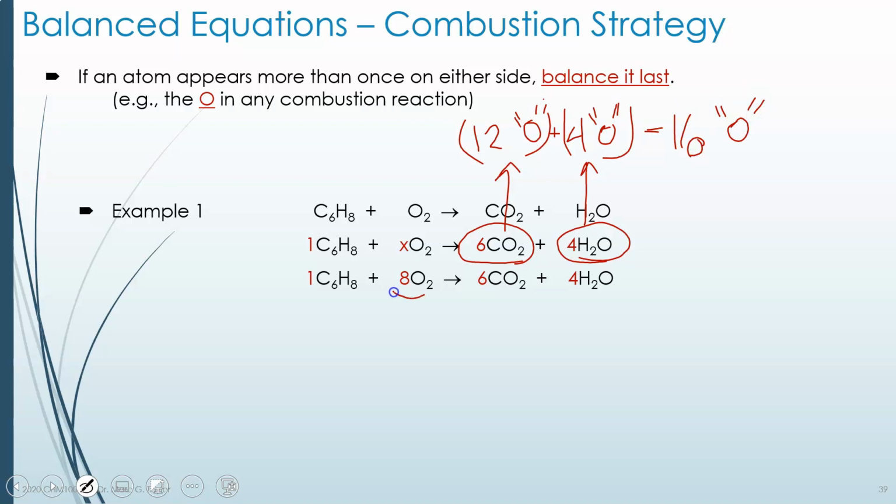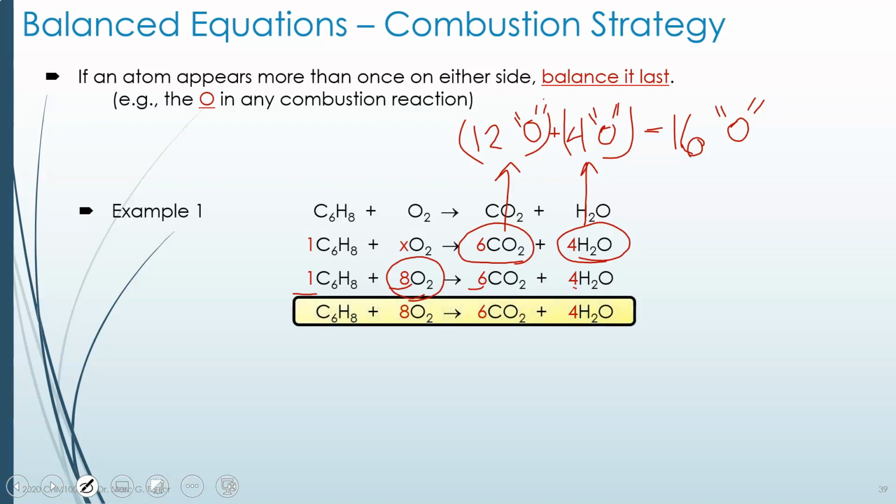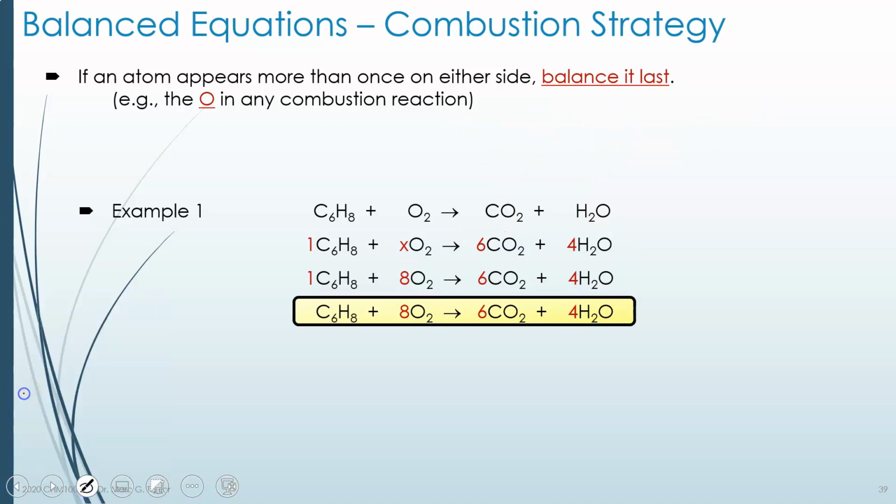So if we add these together, we see that we need 16 atoms of oxygen. 16 atoms of oxygen would be provided by 16 divided by 2 molecules of O2. And you'll notice at the end we have whole numbers, 1 to 8 to 6 to 4 ratio, and you can't simplify that anymore, and there are no fractions, so you're done balancing. You don't need to write the 1. We don't typically write the 1, so we would just write it as C6H8 plus 8 oxygens gives us 6 CO2s and 4 waters. And I'm going to erase these notes.